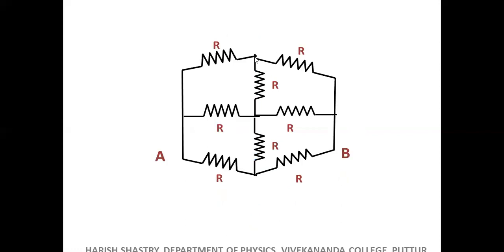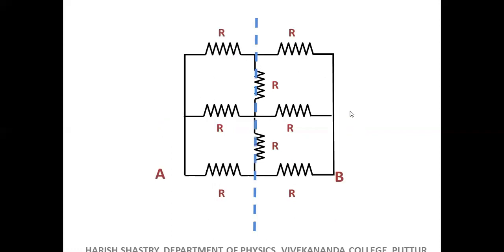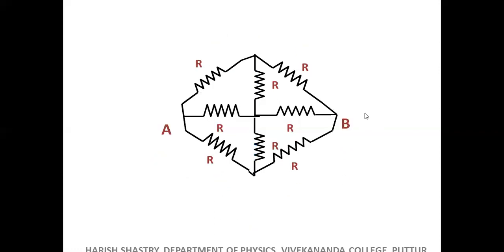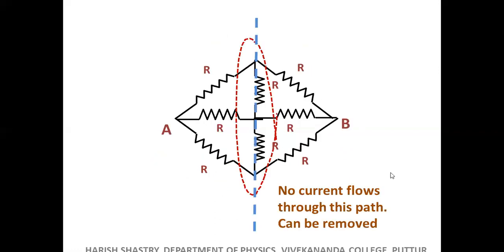You can remove these two resistors, but we will reshape it like this. We will put this together, put this here. We will make it like this and remove these resistors, and this can be removed because these are at the same potential. No current flows through this path, so remove it. But you can't remove this one. This cannot be removed. This one, R and R in the horizontal direction, like this.